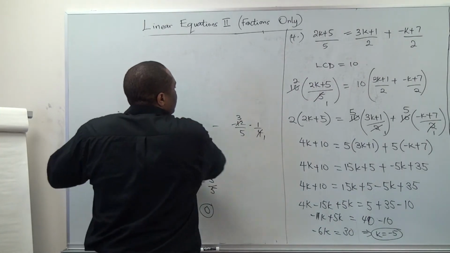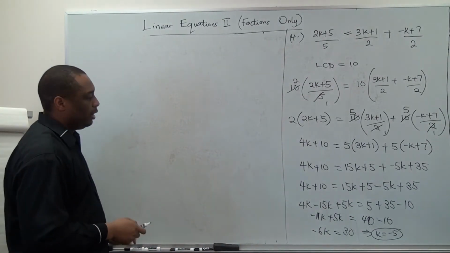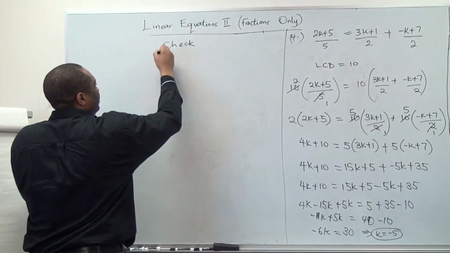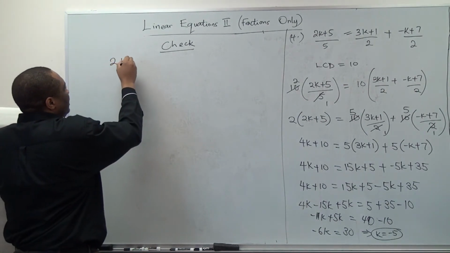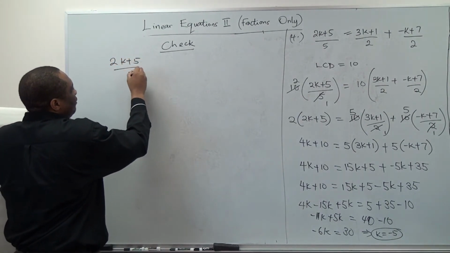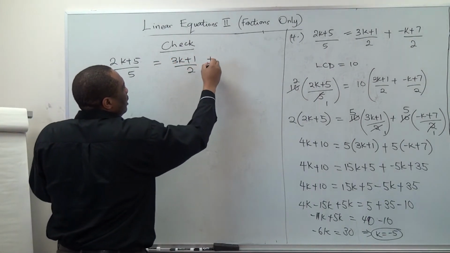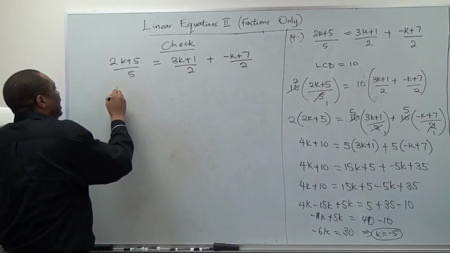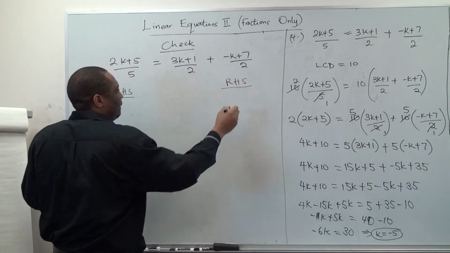Okay, but we don't stop here. We've got to make sure that what we got is correct. Otherwise, we will have to redo it. In checking, we write the main problem: 2k plus 5 over 5 equal to 3k plus 1 over 2 plus negative k plus 7 over 2. Left hand side, right hand side.